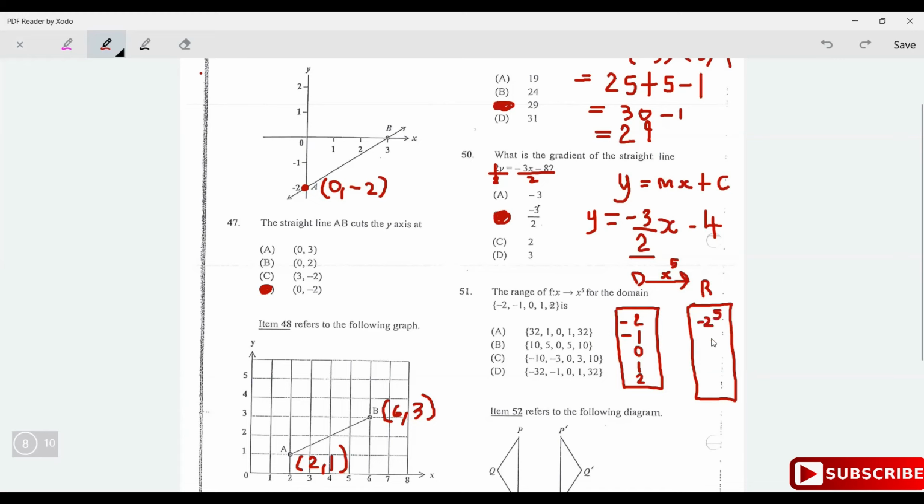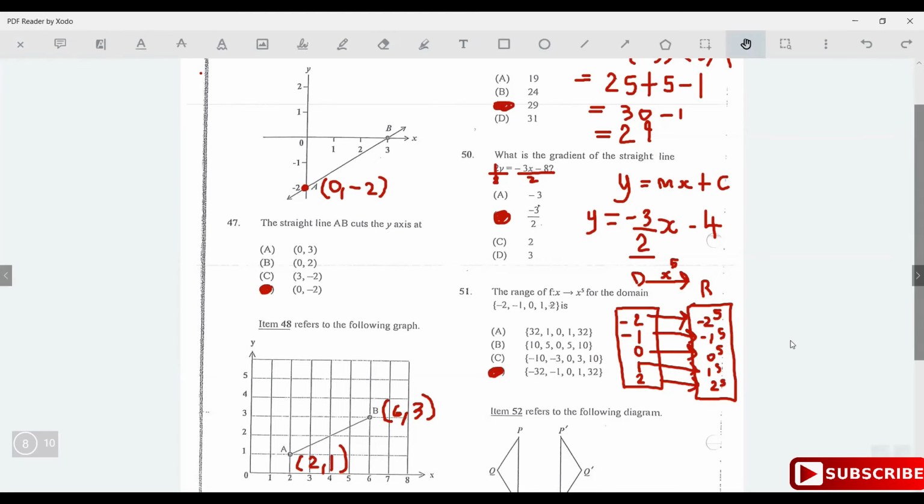This would be negative 1 to the 5th. This would be 0 to the 5th. This would be 1 to the 5th, and this is 2 to the 5th. Nice. So this is mapped to this. Negative 2 to the 5th is negative 32. Negative 1 to the 5th is negative 1. So it's option D. 0 to the 5th is 0. 1 to the 5th is 1. And 2 to the 5th is 32. That's D.